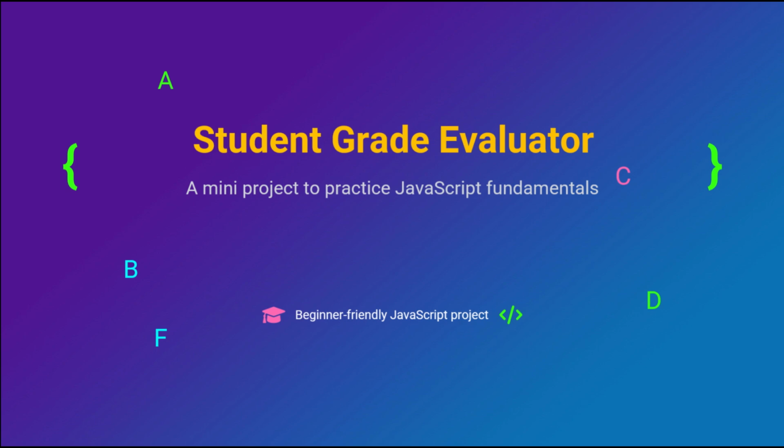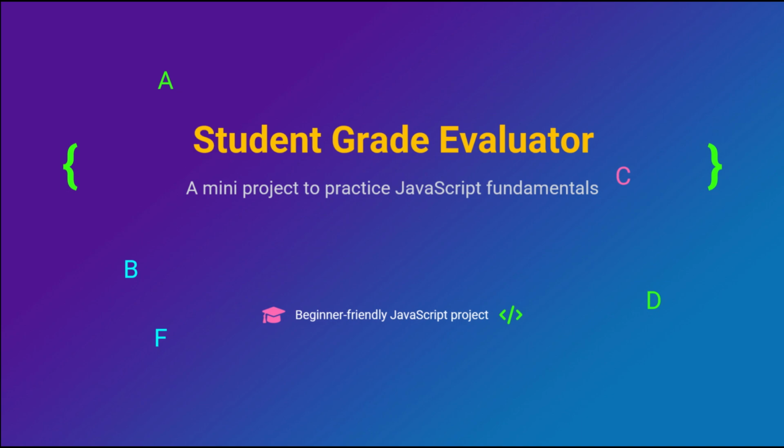Now it's time to put it all together in a small but real project. Today we are building a Student Grade Evaluator, a little program that takes a score, calculates the grade, and prints a friendly message, just like a tiny grading robot. Let's build it step by step. Beginner friendly, zero stress, maximum fun. Are you ready? Let's go.